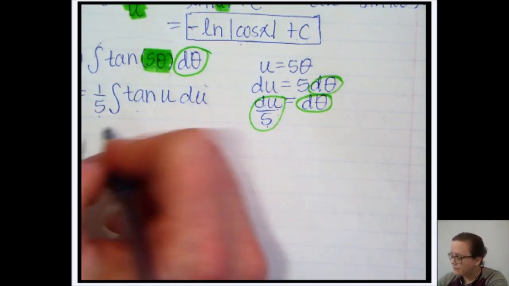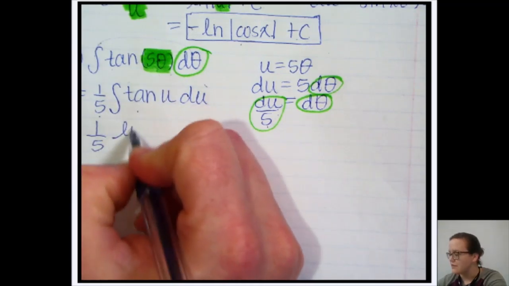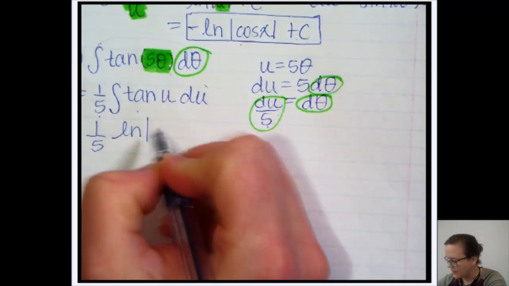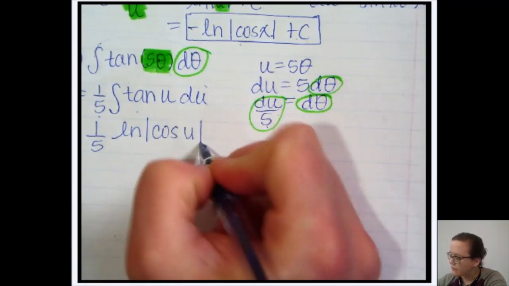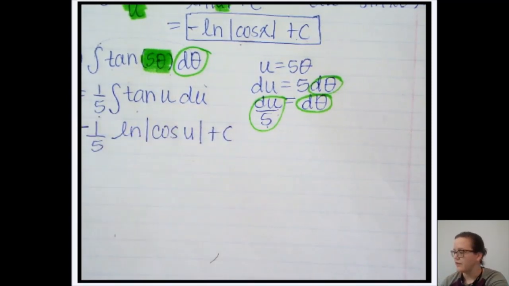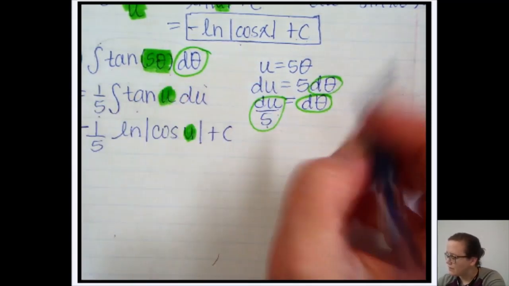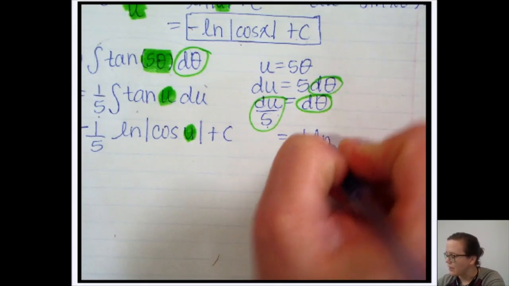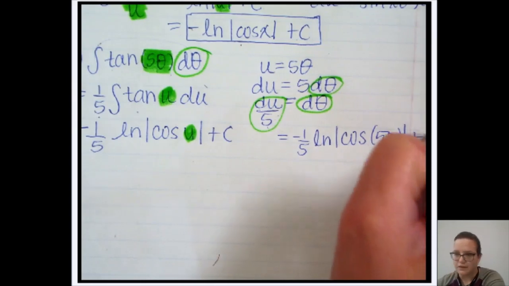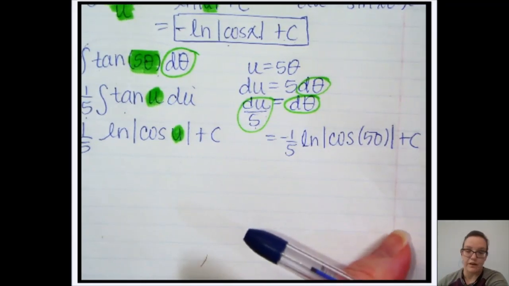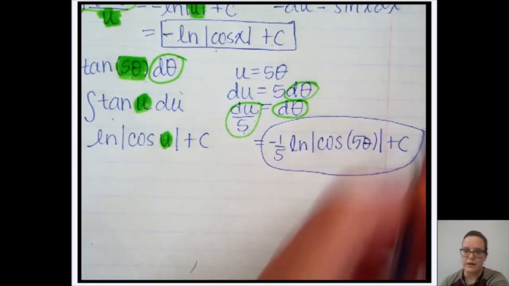tangent integral formula, and it says we take 1/5 times what this would be, which is the natural log of cosine of u plus c, and I actually need a negative out there. And then if we go replace u, we end up with negative 1/5 natural log of cosine of 5 theta plus c. I think I forgot to say the absolute value of in there. Okay, but here is our answer.